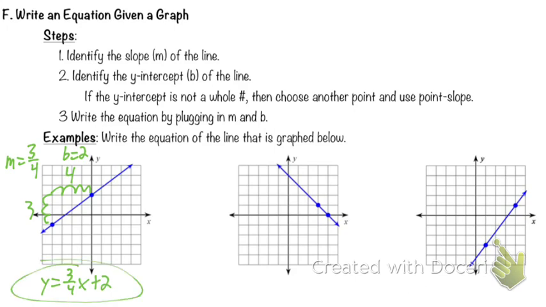And that's our equation. If we were to see that equation and try to graph it, we should get this exact graph. Begin with 2, a rise of 3, a run of 4. It looks like it's going uphill, positive slope. Questions on that?